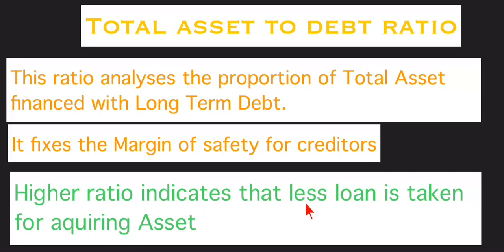A higher ratio indicates that less loan is taken for acquiring the assets, which shows a higher ratio is better for the security of long term creditors, that there is enough guarantee by the company that they will be able to repay the creditors' loans. And the same with the proprietary ratio also: a higher proprietary ratio is always better. And a higher total assets to debt ratio is always better.